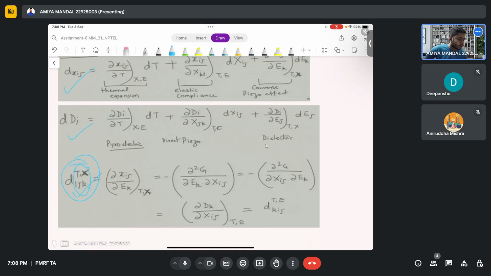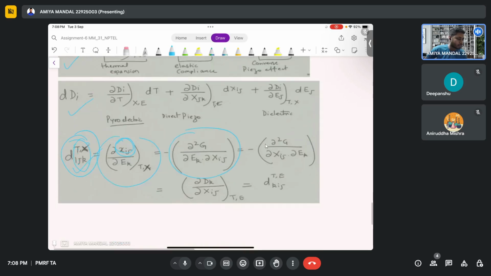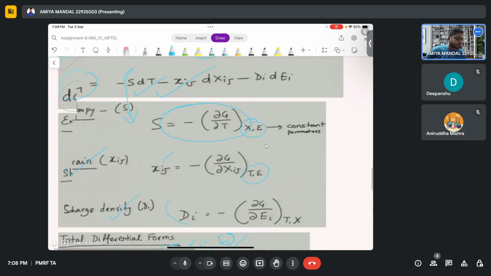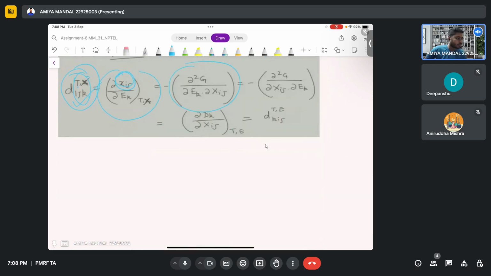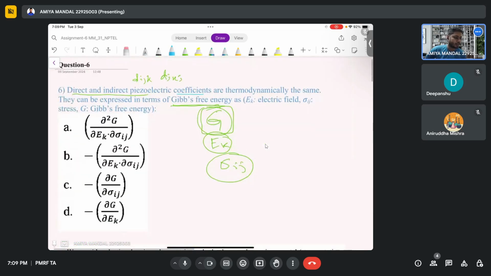And in this case, del i, j, k, just put the value of x_ij. You will find del G, del e_k. This is the main answer of this question: del 2G, del e_k2, del sigma_ij, which means it depends on e_k and sigma_ij. This is the answer.